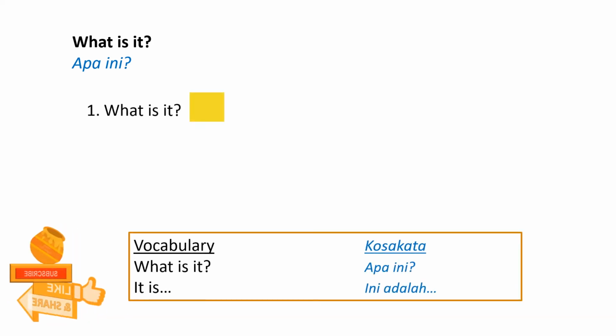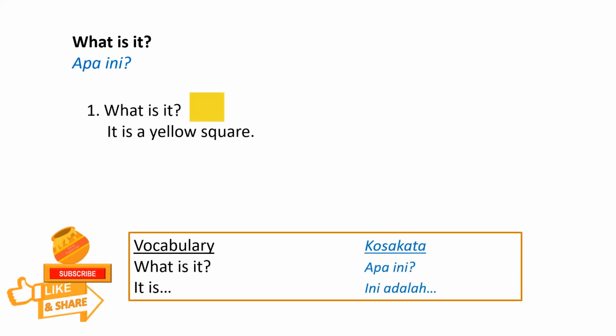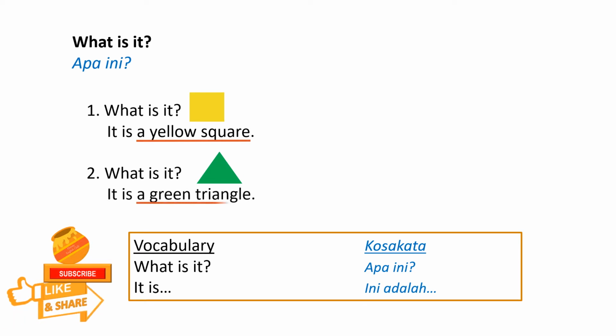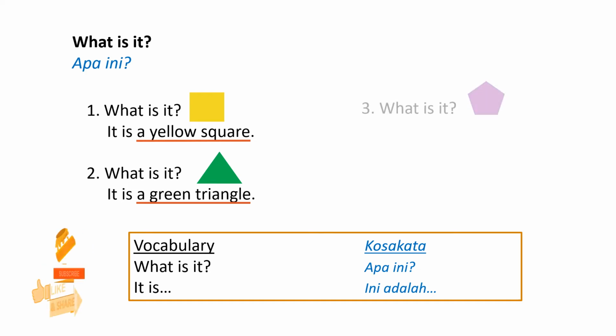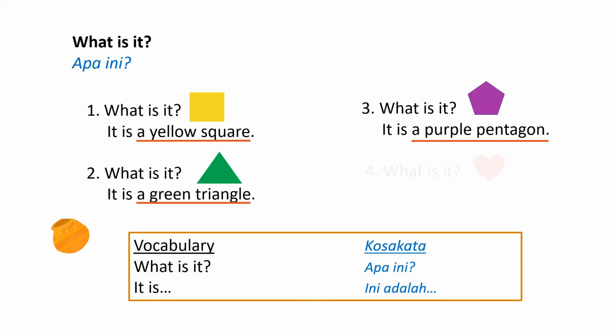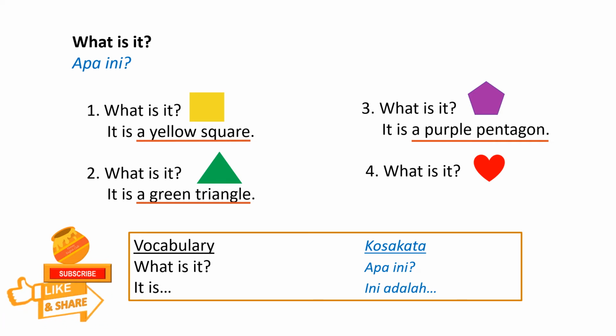Pertanyaan berikutnya, what is it? Artinya apa ini? What is it? It is a yellow square. What is it? It is a green triangle. What is it? It is a purple pentagon. What is it? It is a red heart.